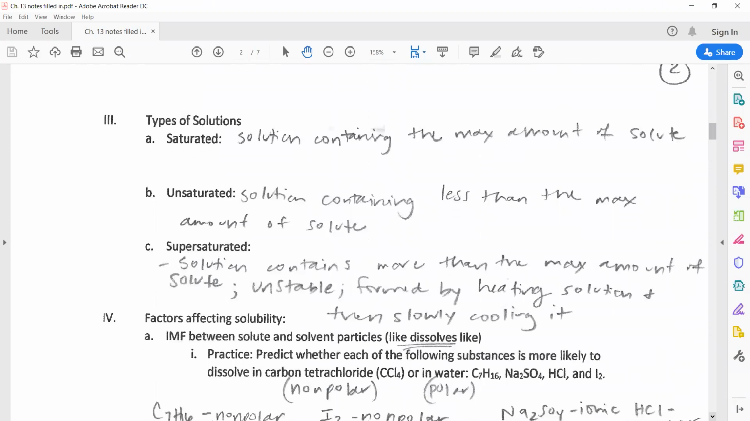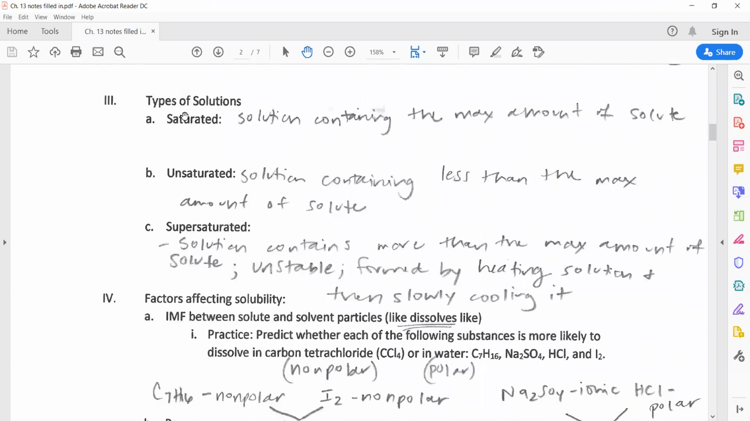There are different types of solutions that can be formed. There's saturated, which is where a solution contains the maximum amount of solute. So we know that salt dissolves in water, but at some point you can add so much salt that no more can dissolve and it'll just fall to the bottom. That would be called a saturated solution because it contains the maximum amount of solute. Unsaturated is kind of the opposite. It just contains less than that, meaning it can still dissolve some more solute.